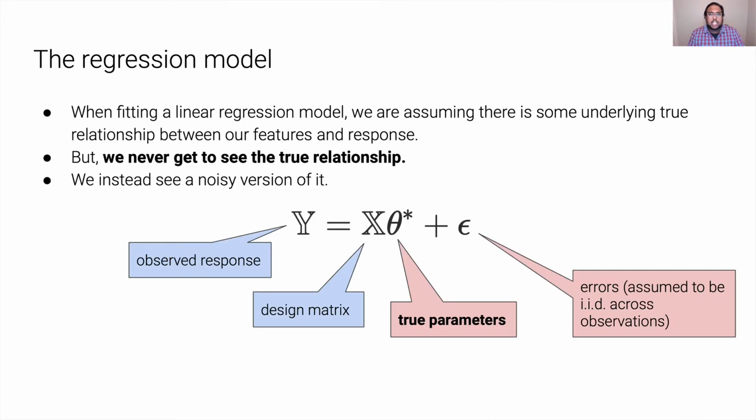When we fit a linear regression model, the underlying assumption is that there is some true linear relationship between our features and our response variable. But we don't actually get to see what this true relationship is. Instead, we see a noisy version of it, and that noise comes from this epsilon term that we also discussed when looking at the bias variance trade-off.